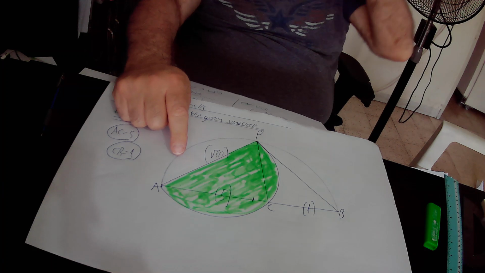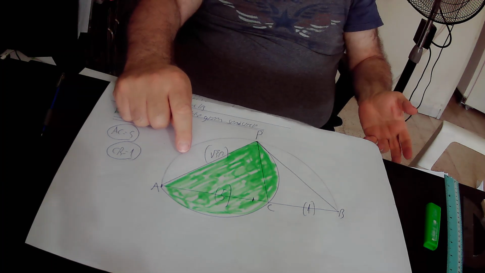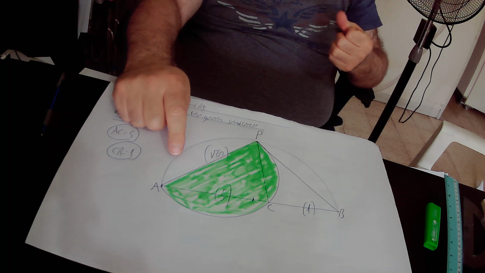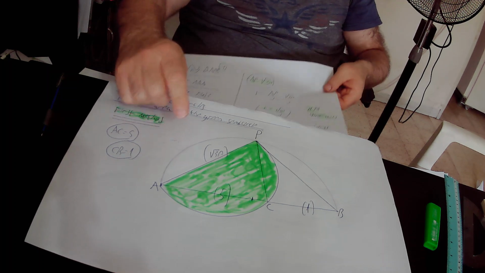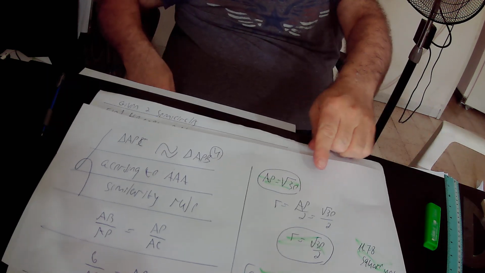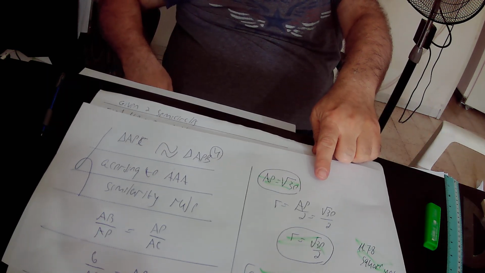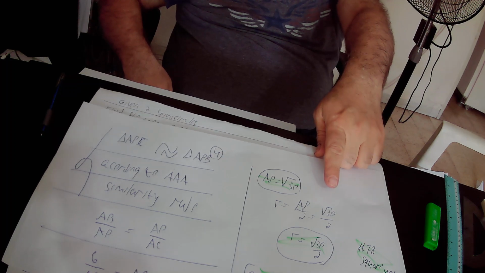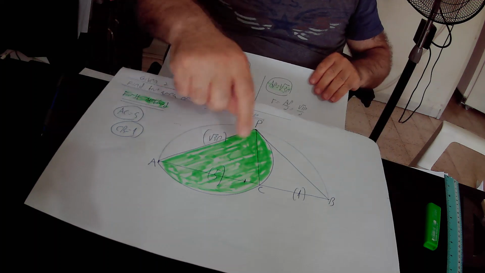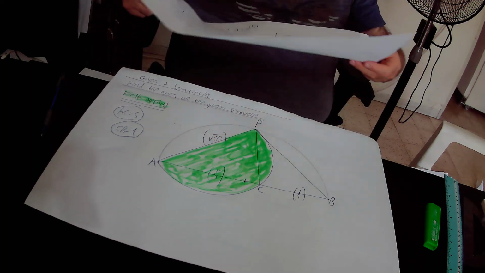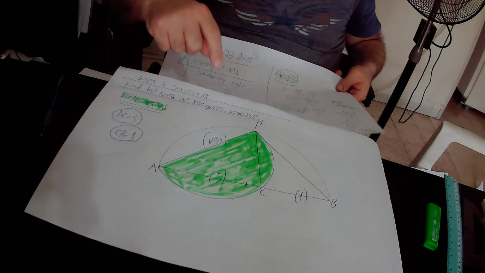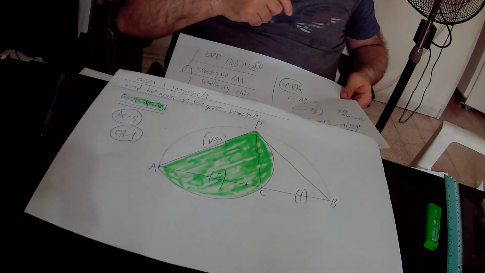If the diameter AP equals the square root of 30, it means that the radius must be equal to half of it. So the radius is AP over 2. Again, the radius R is AP over 2. AP is the square root of 30, therefore AP over 2 is the square root of 30 over 2. In conclusion, the radius of this green semicircle R equals the square root of 30 over 2. Our mission is to find the area of this green semicircle.